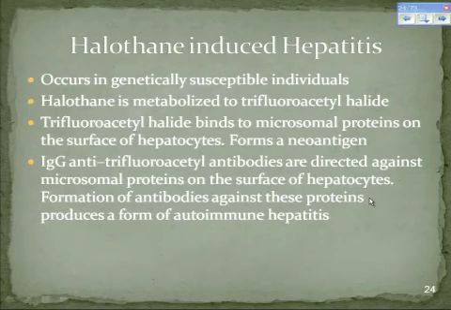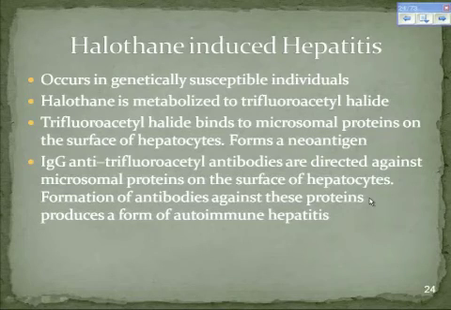Halothane is metabolized to what's called trifluoroacetyl halide. This halide binds to microsomal proteins on the surface of hepatocytes. So that's what makes the body think it's almost like a viral infection. Okay, now that cell has a surface marker that it didn't have before. This is called a neoantigen.